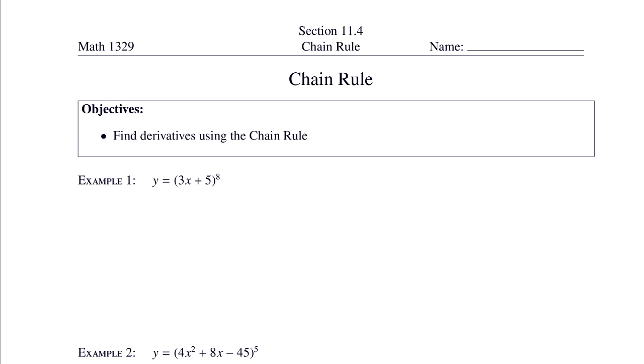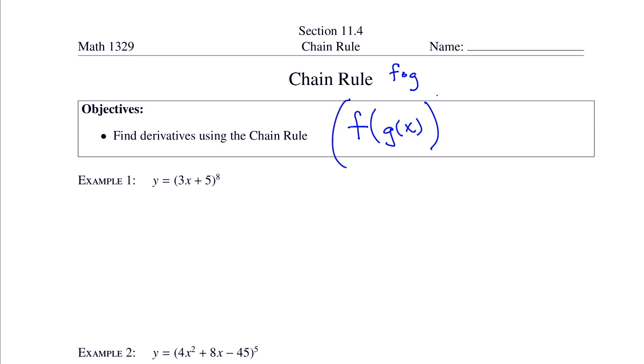So the setup for the chain rule is the following. You have a function inside another function. If you think back to college algebra, they call this composition. And they wrote it with a little circle, right? F composed with G. That simplifies as F evaluated at G of X. So the G function is inside of the F function.